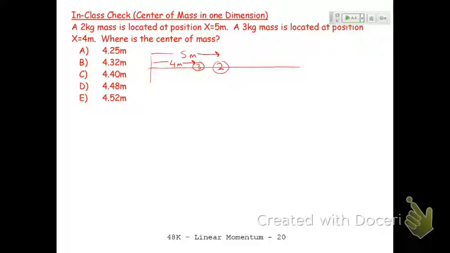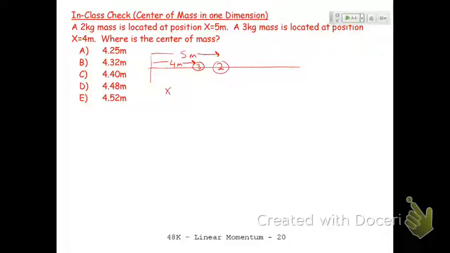Well, we know it's going to be between the 3 kg mass and the 2 kg mass. So we know it's going to be between 4 meters and 5 meters. And if you were to make a guess, would it be more towards the 4 meters or more towards the 5 meters? It's more towards the 4 because the 4 is heavier. It's got more mass. So we have a rough idea of where it should be. But let's use this expression.